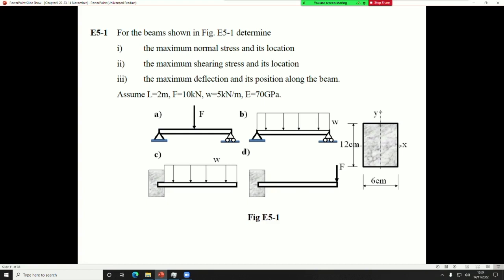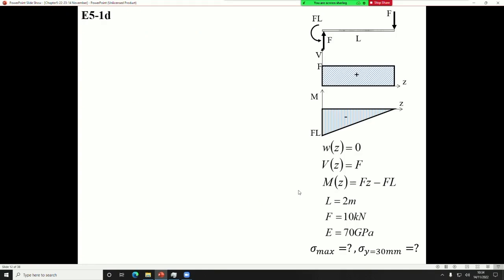So in question number 1, you see a beam of a given length with a cross-sectional area of 60 millimeters by 120 millimeters, and it's subject to different sets of loads: distributed load, concentrated forces. The beam is either cantilever or simply supported. The first part of the problem is asking us to find the maximum normal stress applied to the beam and its location. So I'm going to start with the easiest one, the cantilever beam.